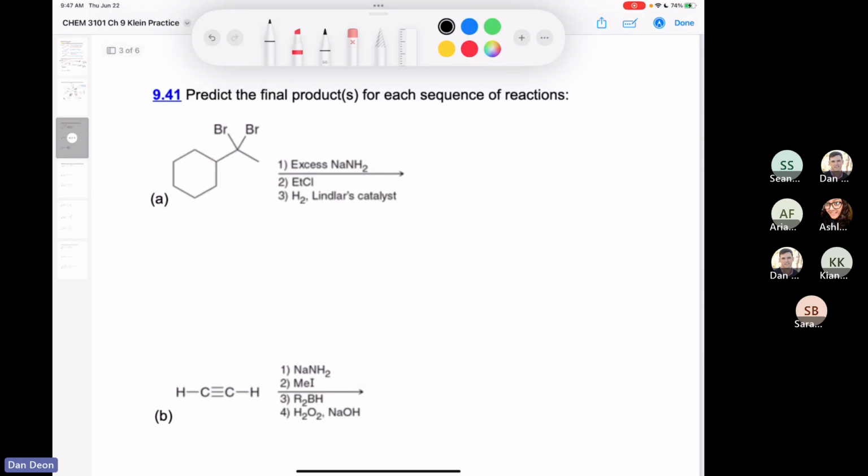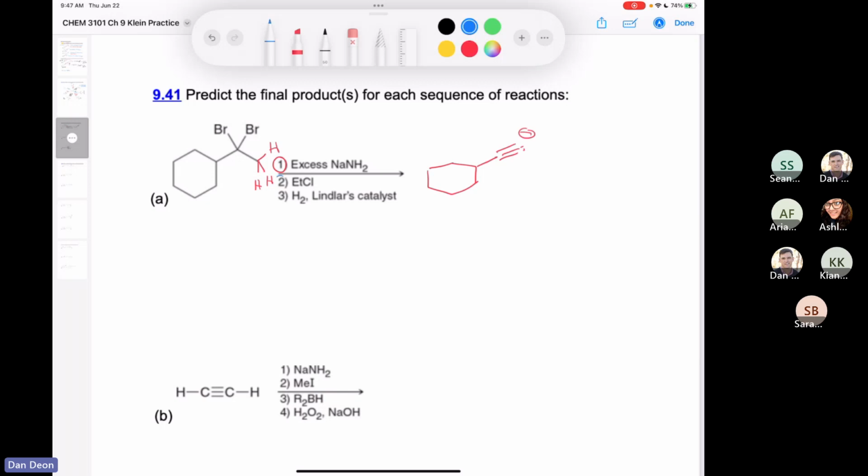And let's take a look at question 9.41, which states, predict the final products for each of the following sequence of reactions. So for the first one, we're going to treat this molecule with excess sodium amide. So that's going to do a double elimination, right? There's 3 protons here. You do one for an E2, the second one for an E2, and the third one gets deprotonated to produce an acetylide, or sorry, an alkanide. So what you would end up with after step 1 is this intermediate.